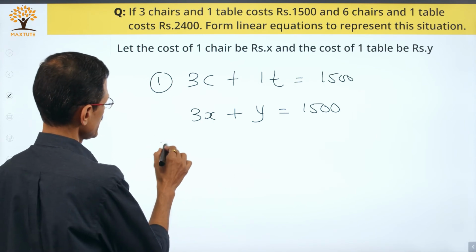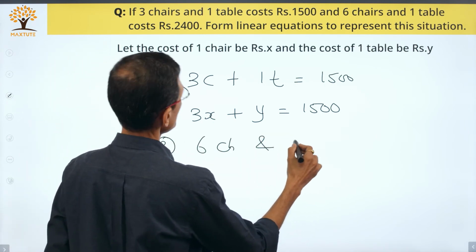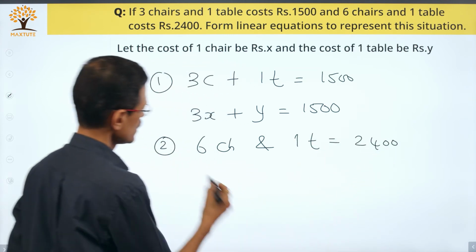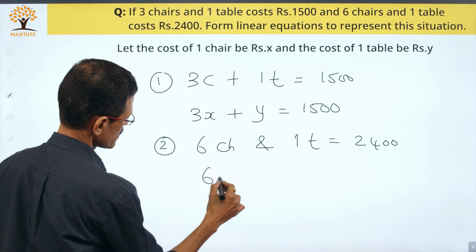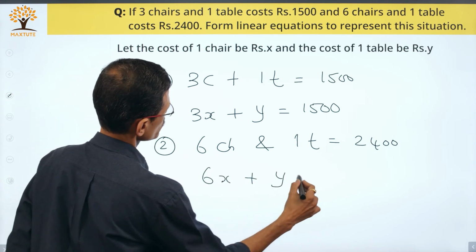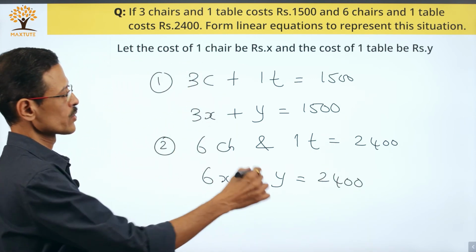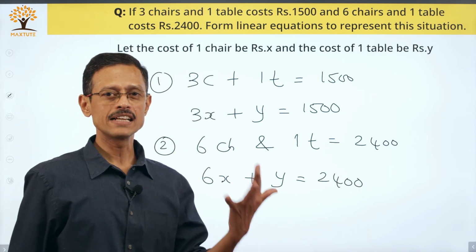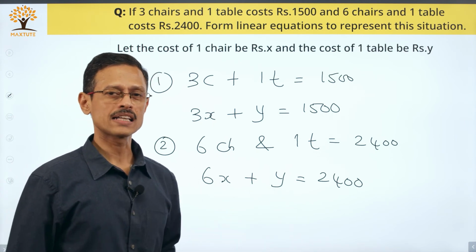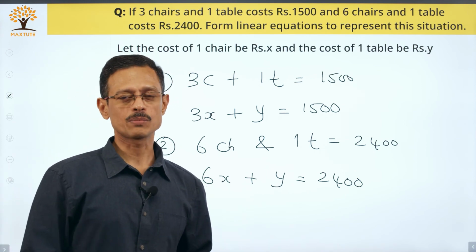Second scenario, we have 6 chairs with us and we have 1 table. This is costing 2400. So cost of 1 chair is x, so 6x, and cost of 1 table is equal to y. 6x plus y is equal to 2400. So both scenarios have been expressed in the form of linear equations in two variables. None of these questions were difficult and none of these were time consuming. Just exercise caution so that you don't make any calculation mistakes in the process.